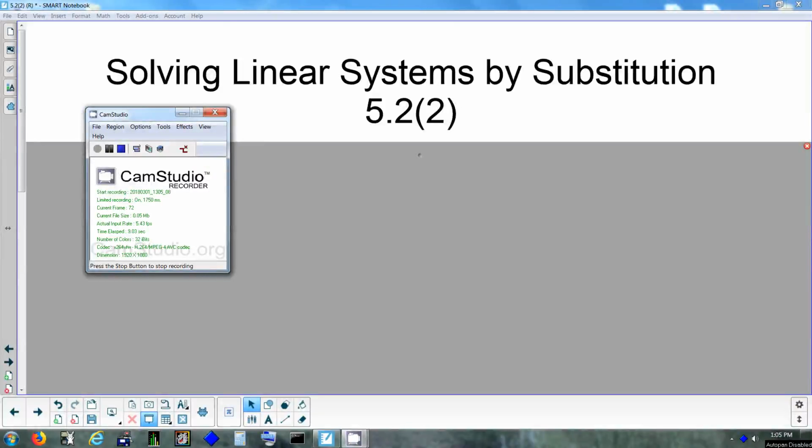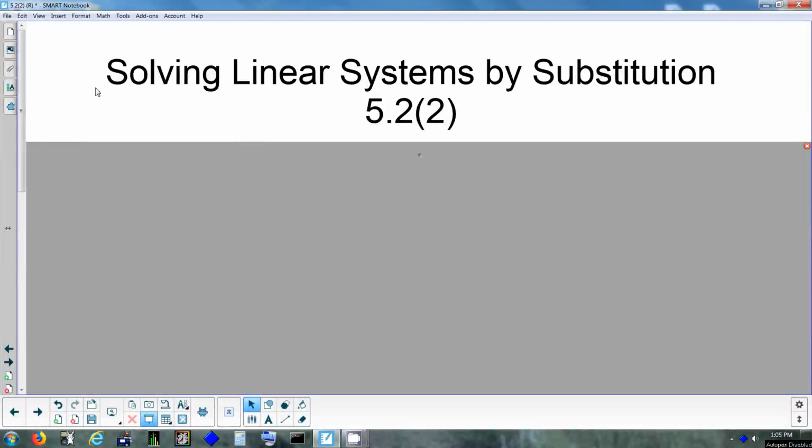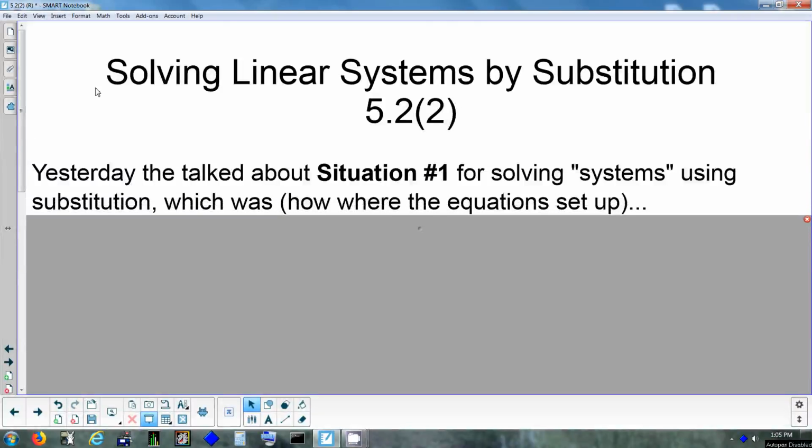Alright, so guys, this is the second half of 5.2. Because when solving with substitution, there are two different situations. Two days ago, on Tuesday, we talked about situation 1 for solving systems. And one of the equations, or maybe both, was set up a certain way.